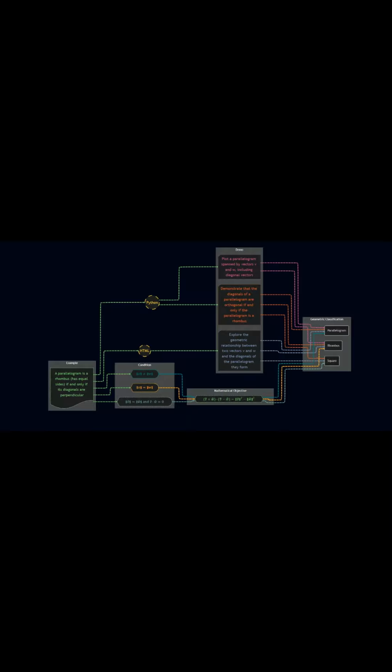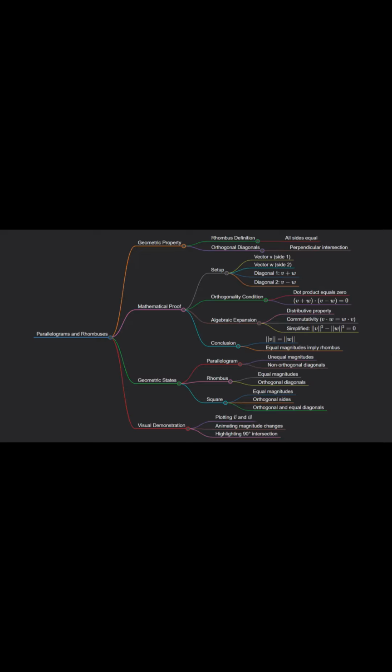Visual demonstrations and animations highlight this by showing a parallelogram stretching and shifting as one side changes. The moment the side lengths match, the shape clicks into a rhombus, often highlighted by the diagonals changing color to signal they have reached a 90-degree angle, providing immediate confirmation of the shape's transformation.